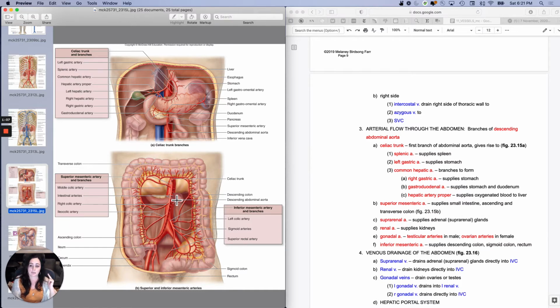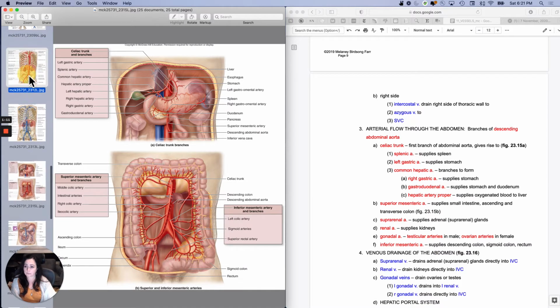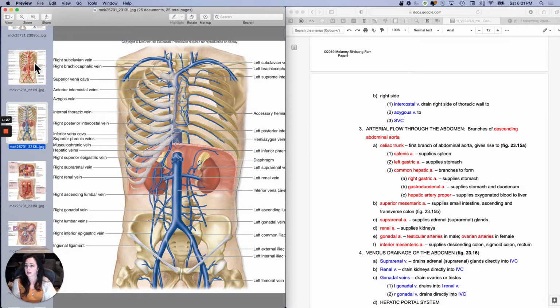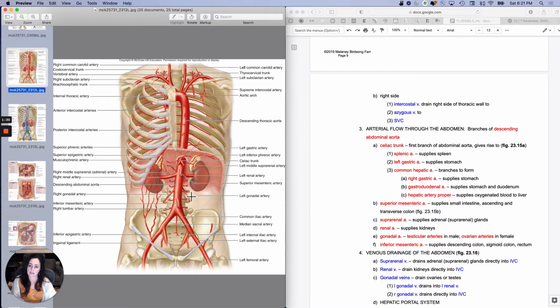And then the other branches that come off here, let's pick those up real quick, are the renal arteries, left and right, the suprarenal arteries that go to the suprarenal or adrenal glands, left and right, and those have some weird branching patterns. Don't worry about it too much. Then these guys right here are the left and right gonadal arteries, which, as I mentioned before, would be testicular or ovarian depending on the sex.